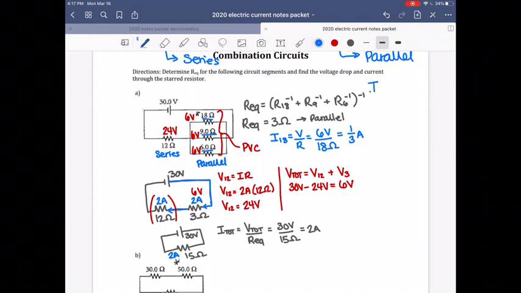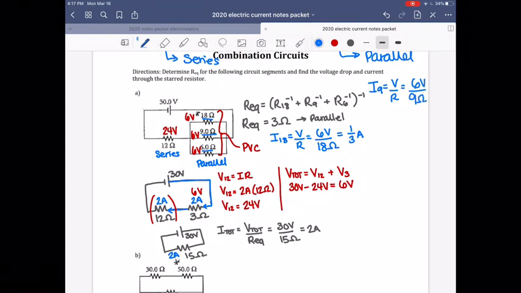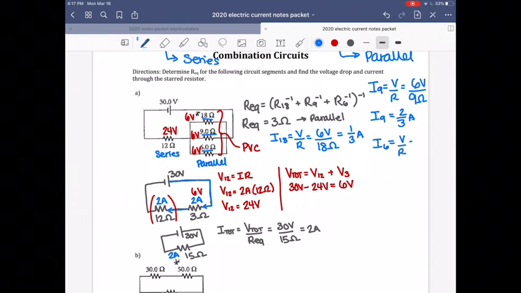Okay, and we're going to do the same thing for the 9. So I'll move up here. I for 9 is going to be V over R. So that's going to be 6 volts over 9 ohms. Okay, so that's going to be 2/3 over there. Now we're going to do the current over the 6 ohm resistor. So that's V over R again. That's going to be 6 volts divided by 6 ohms. 6 divided by 6, we have 1 amp.